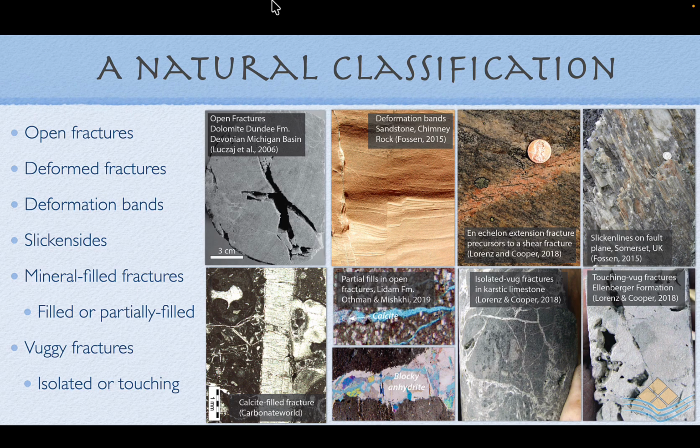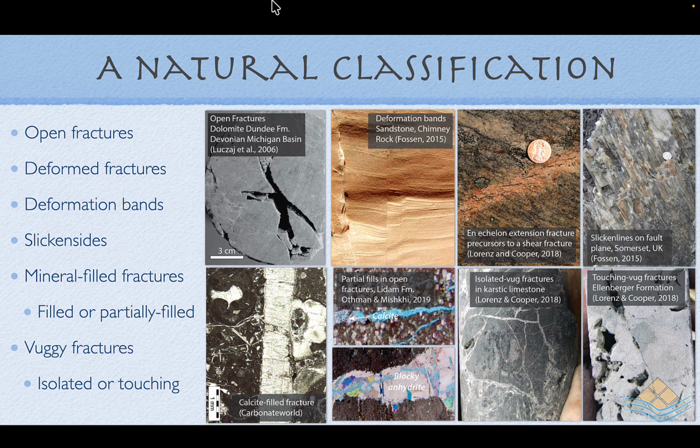Then we have deformation bands. These are much more common in sandstones than they are in carbonates, but a deformation band is a narrow tabular zone of localized strain that typically forms in porous granular rocks. As I said, typically in sandstones rather than limestones, but also where we've got crystal development. It can form in limestones as well, where we see grain reorganization.